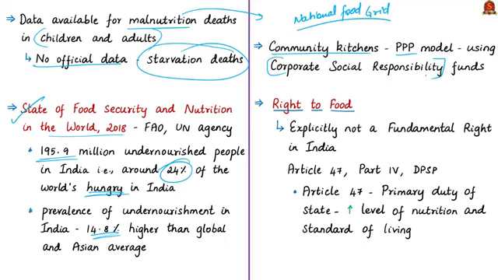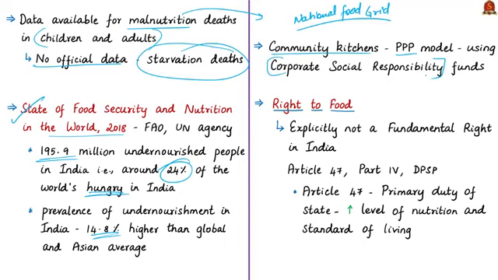So now in this context, it is important to understand some of the facts related to food. If you see, right to food is not mentioned as a fundamental right in the Indian Constitution, but it is mentioned under Article 47, which is in Part 4. We know that Part 4 of the Indian Constitution deals with directive principles of state policy. This Article 47 states that it shall be the primary duty of the state to raise the level of nutrition and the standard of living and to improve public health.